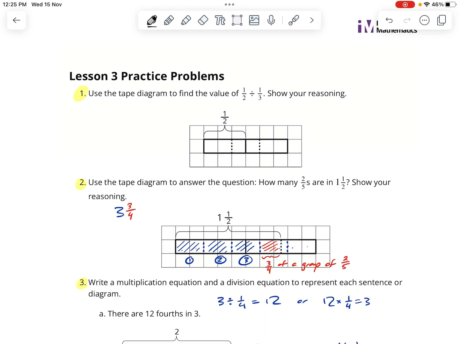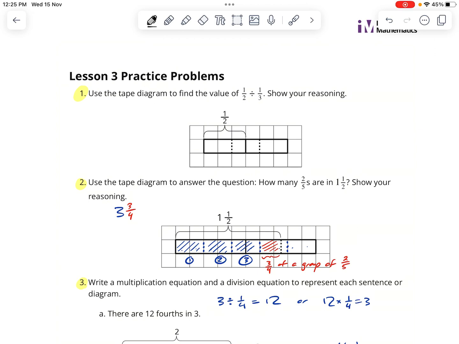Question one. I wanted to make these videos because I know it can be kind of tricky just to look at a picture of these tape diagrams and really understand what's going on. So first of all, if you're watching this, good job for digging a little deeper and trying to understand this. It can be a pretty challenging concept.